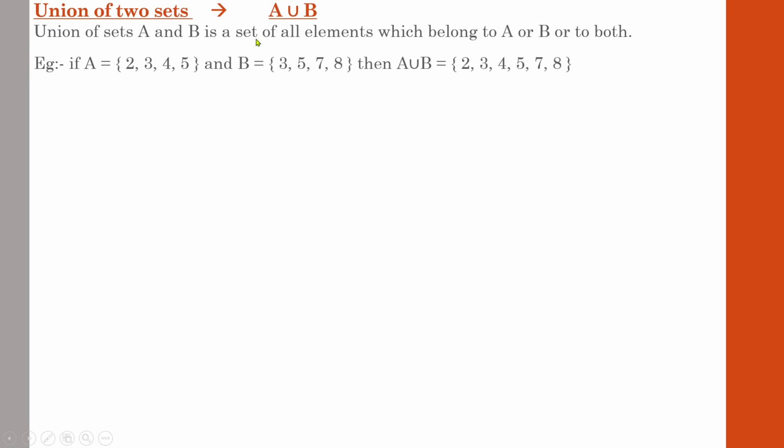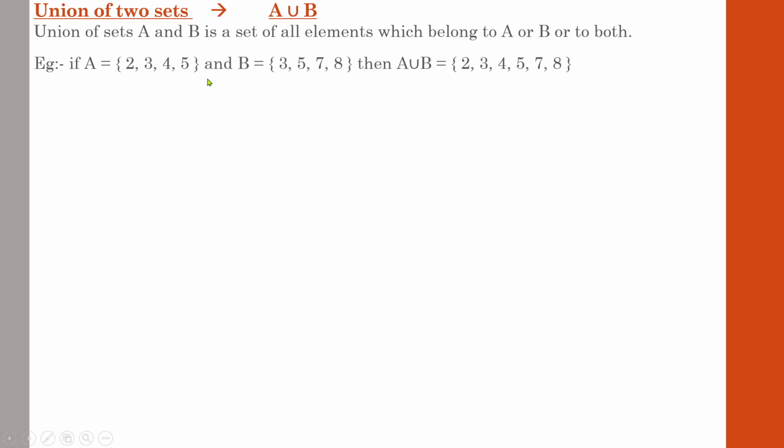See, 2, 2, 3. Here there are 2, 3. Don't worry, you need to take only one number, any one number, 3. So 2, 3. Next is 4. Next is 5. There is nothing in this one. After 5, 7, 8. So you can see that union of two sets means you are bringing together all the numbers of one set and another set together.